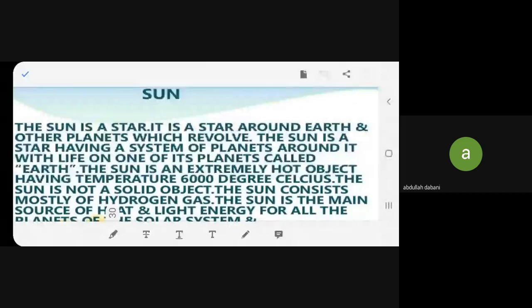In 2006, the International Astronomical Union, that is the IAU, made a new definition of a planet, and Pluto did not fit in this definition. So it is no longer a planet in our solar system. And that's why it was removed from the solar system.